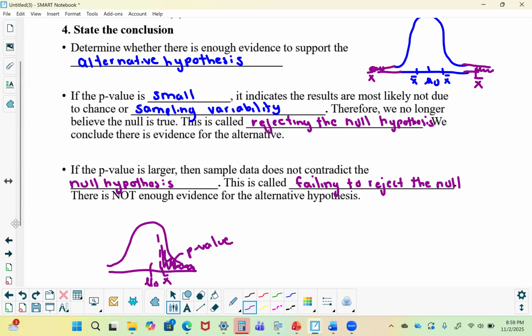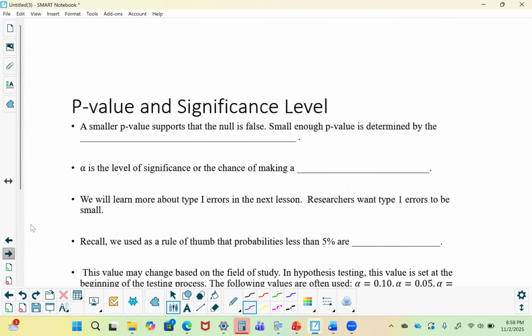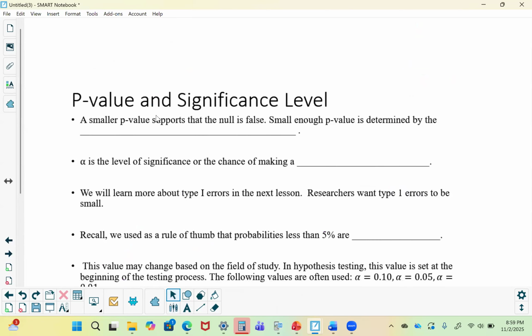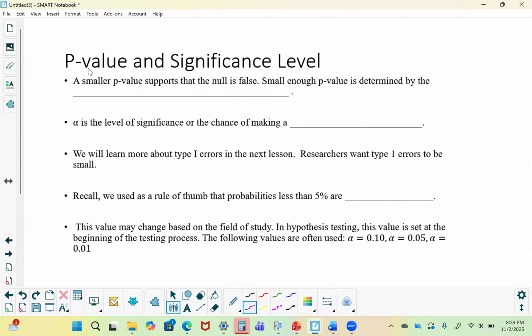Again, I understand that this might be really confusing and not make a ton of sense right now. We'll be doing a ton of practice problems and I'll keep explaining it, so hopefully it will start to make a little more sense as we go. So the whole idea is we find that p-value, and a smaller p-value supports that the null is false. What counts as small enough is determined by the significance level, which we call alpha.